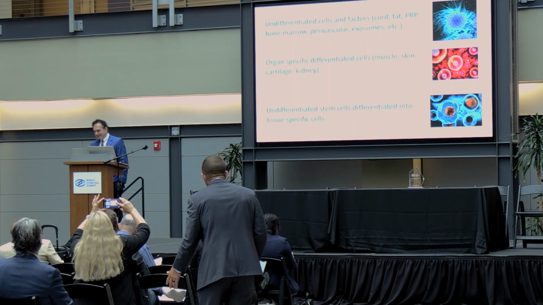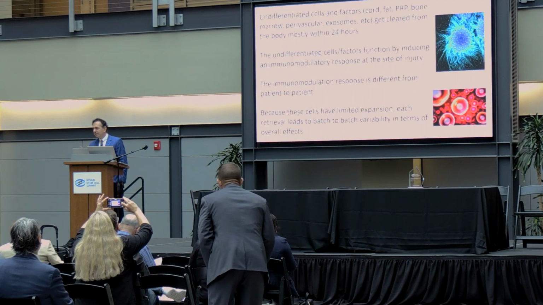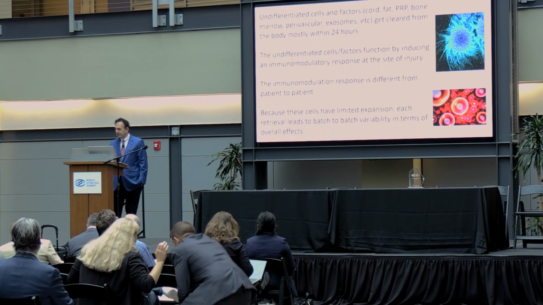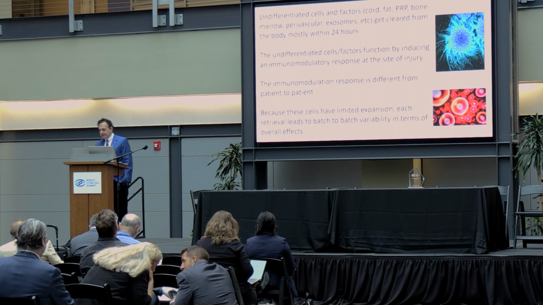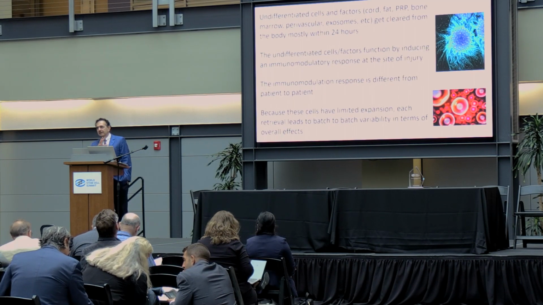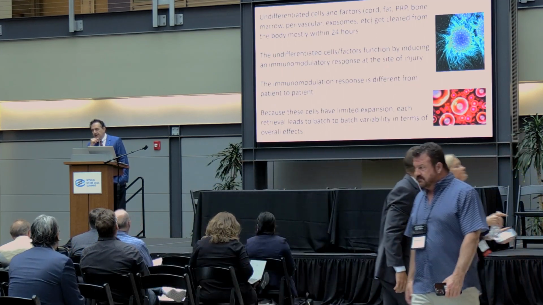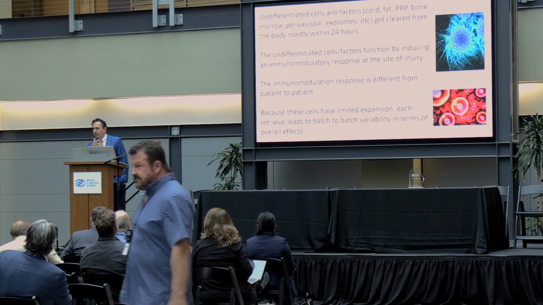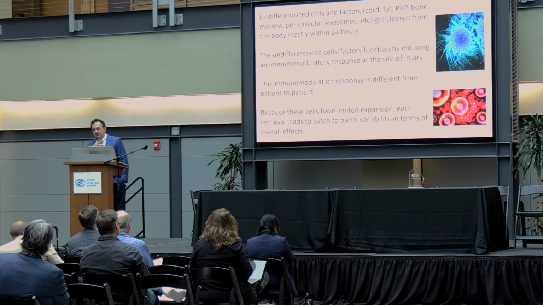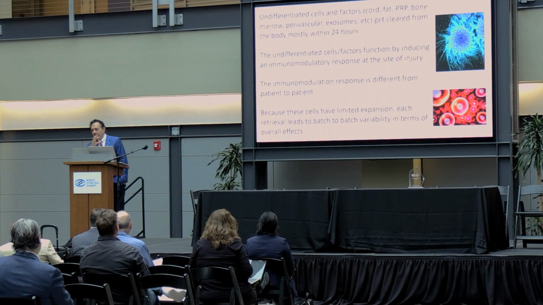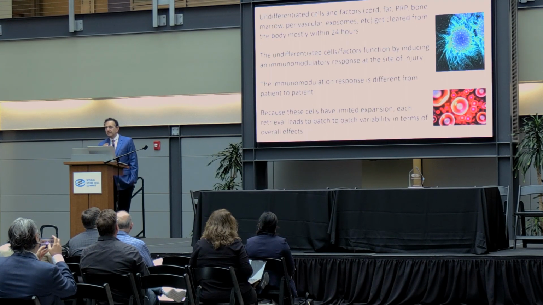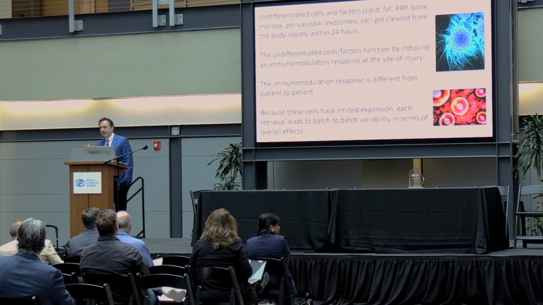All right, so very quickly, I'm going to try to really catch up with the schedule so we stay on time. So basically, when we're talking about undifferentiated cells and factors, we're talking about cord, cells from fat, cells from the bone marrow, perivascular cells, exosomes. All these things have one thing in common. They're going to get inside the body, they're going to do what they're supposed to do, and then they're going to get cleared from the body, right?